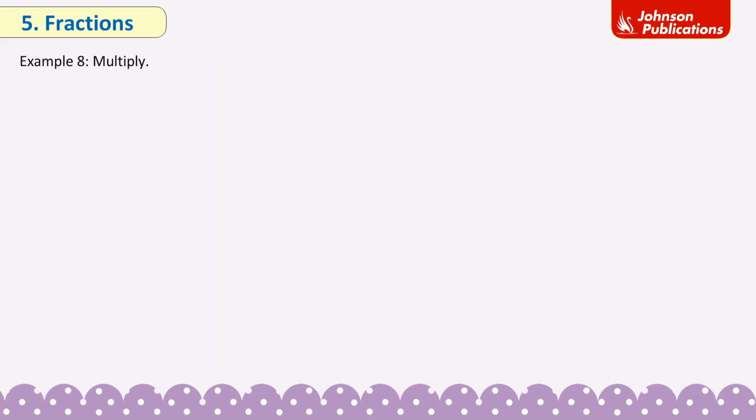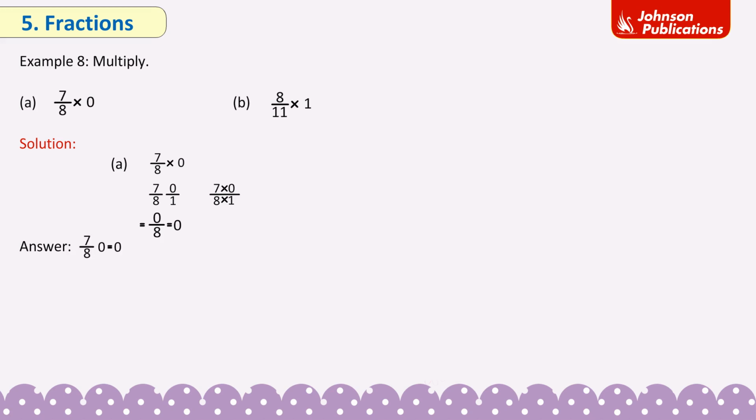Example 8. Multiply. A. 7/8 multiplied by 0. B. 8/11 multiplied by 1. Solution. A. 7/8 multiplied by 0 is equal to 7/8 times 0/1, which is equal to 7 multiplied by 0 over 8 multiplied by 1, which is equal to 0/8, which is equal to 0. Answer. 7/8 multiplied by 0 is equal to 0. When we multiply a fraction by 0, we get 0 as the answer.